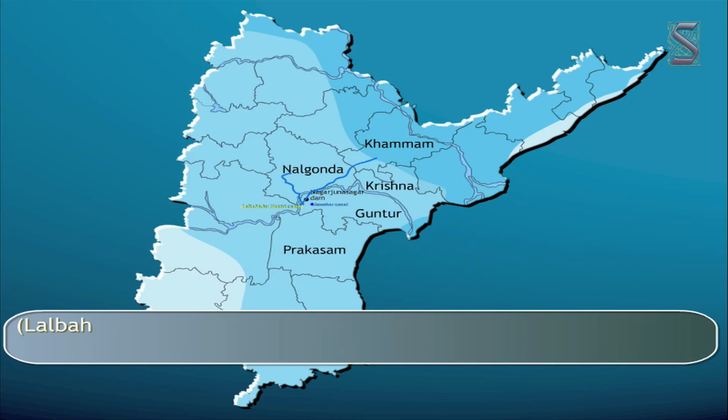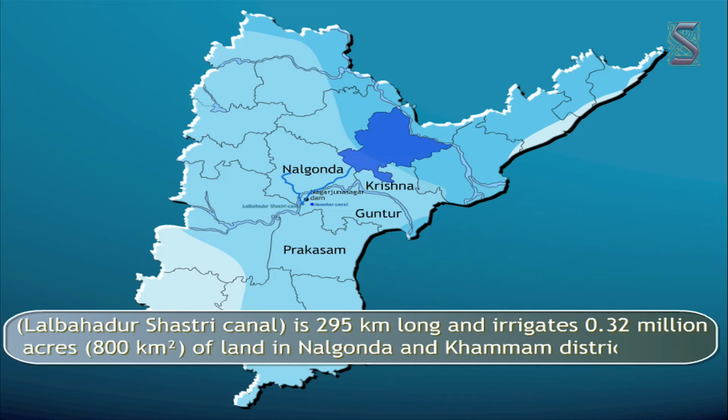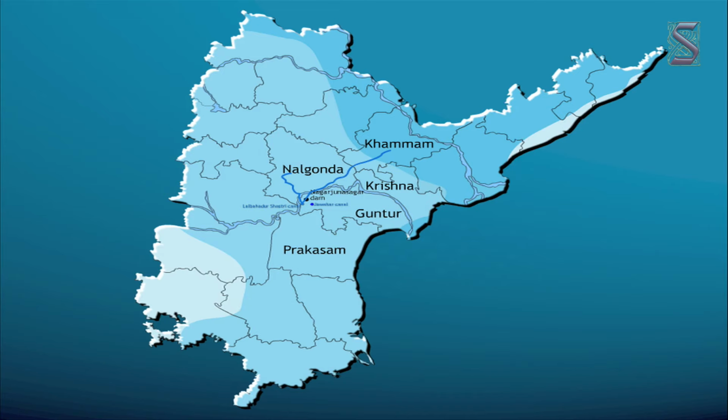The left canal, Lal Bahadur Shastri Canal, is 295 kilometers long and irrigates 0.32 million acres, that is 800 kilometers of square land in Nalgonda and Khammam districts of Telangana region. The project transformed the economy of the state.